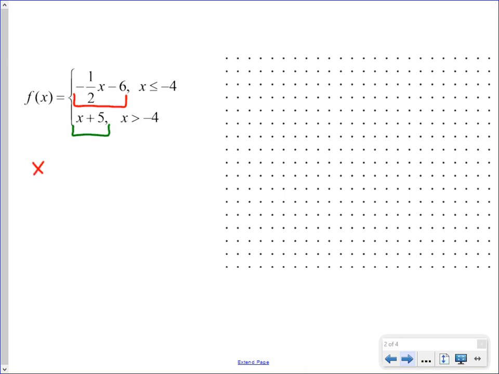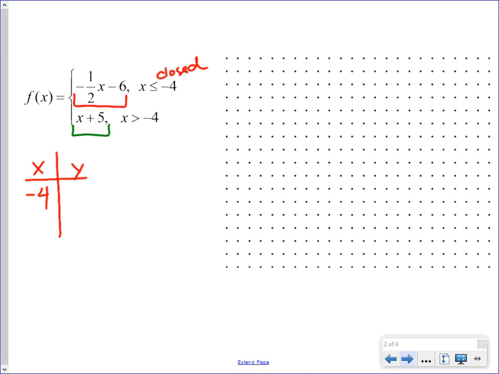So I'm going to start with negative 1/2 x minus 6. I'm going to create a t-chart or table of values for it. And the highest value that I can use is negative 4. So I'm going to go ahead and put that on. It's kind of like a boundary point. Because it has the or equals to on this particular function, I know that that's going to be a closed circle, or closed dot, closed point on my graph.